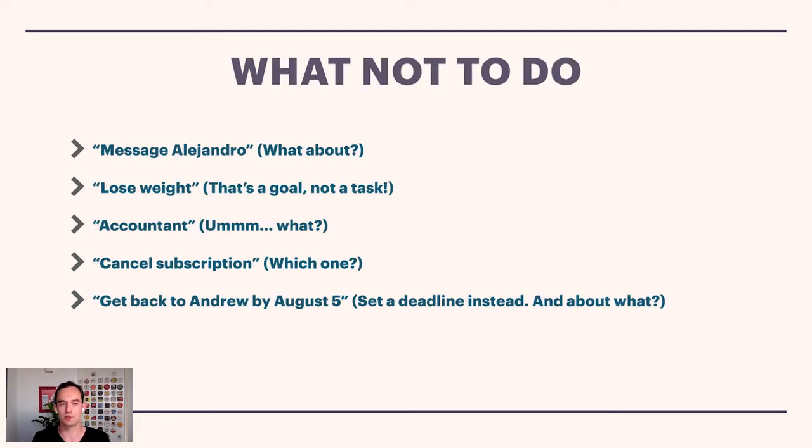So here are some examples of what not to do. These are some of my favorites. Message Alejandro. Great, that makes sense now. If I add a task to my task manager right now that says message Alejandro, that's great. But what happens when five weeks later I see that task still sitting in my task manager? I'm like, gee, I don't remember what I was supposed to message Alejandro about. So it's a useless task name, right? You want to add some detail. Make it clear enough that it triggers a thing in your head where you're like, huh, that's right, I was supposed to message Alejandro about that. So it could be, message Alejandro about the new table we ordered, whatever.